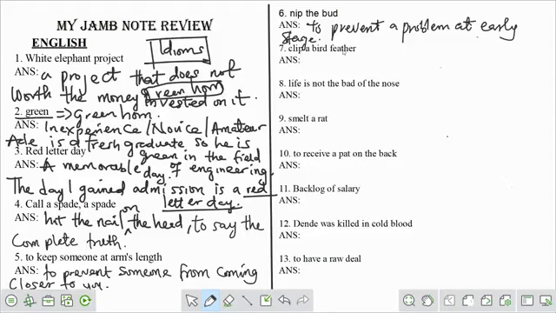So to clip the feather means to reduce one's capacity to operate. So that's just it. Idioms are very simple.